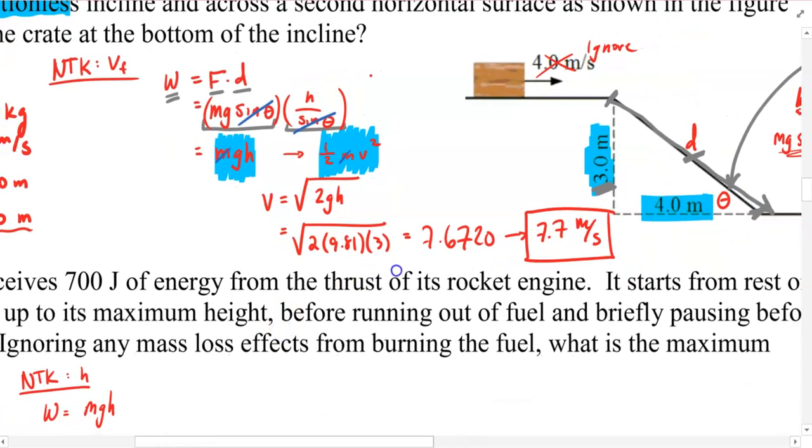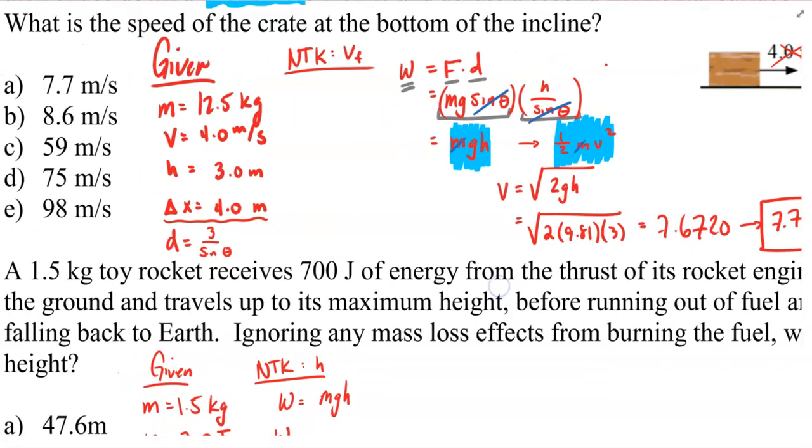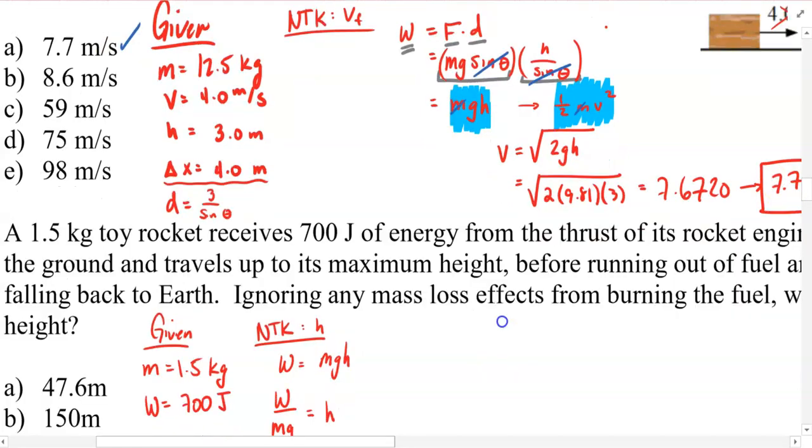So either way you think about it, whether you're using the traditional definition of work, being force times the distance traveled, or the notion of the conservation of mechanical energy, we end up with 7.7 meters per second as a result.